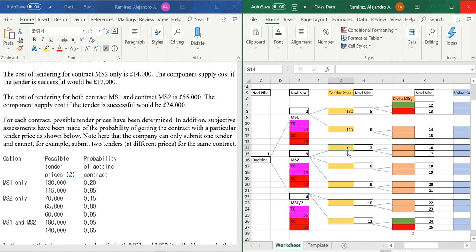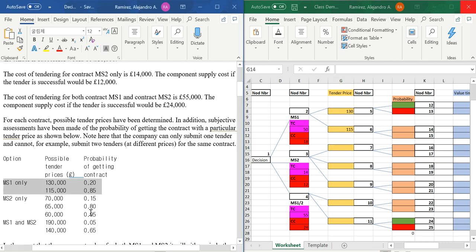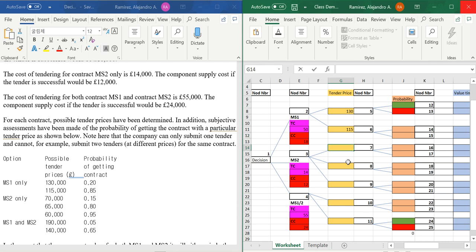So in this case, for MS2 only, we have 70, 65, and 60. So the first tender option is going to be 70, and then 65, and then 60, right? And then we have 190 for the last one, and 140,000, okay? So we have in tender 1, two options. In tender 2, three options. In tender 3, two options. In this one we have expensive and cheap, then high, middle, and cheap, then high and cheap.